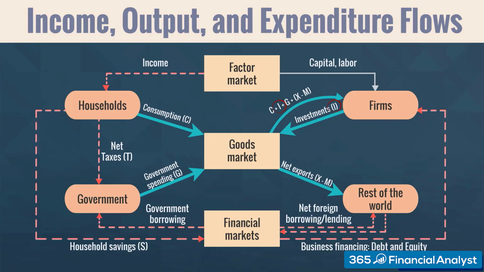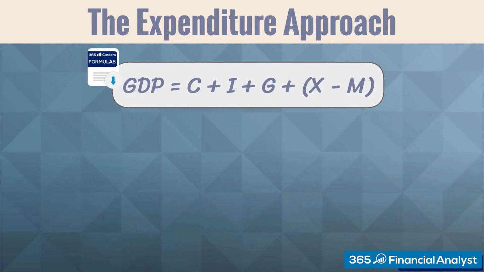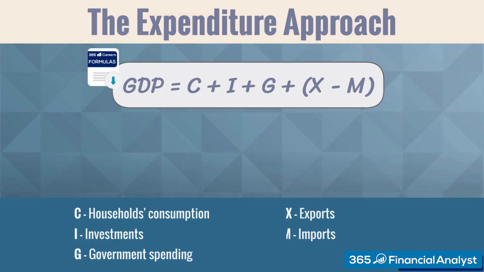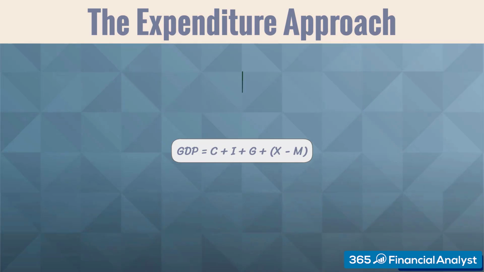Now, with all this information in mind, let's focus on measuring the GDP using the expenditure approach. The formula to be used here is exactly the same as the one we have just derived as a flow towards firms. As per the expenditure approach, the GDP is equal to the total consumption spending on final goods and services, plus investments in capital equipment and inventories, plus government spending, plus exports, minus imports. This is how we get the total market value of all final goods and services produced within the economy in a given period of time, which is basically the definition of GDP as per the expenditure approach.